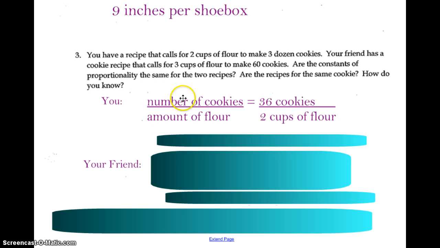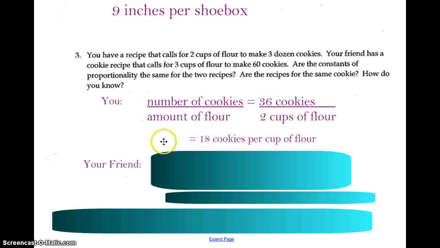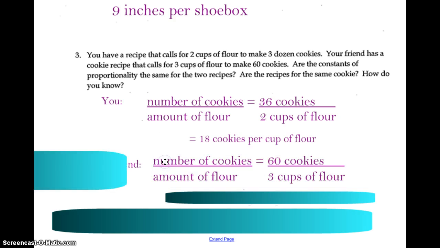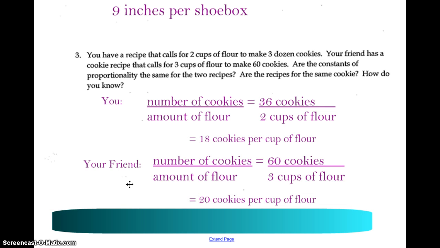flour, because the number of cookies depends on how much flour is used. There are 36 cookies for every 2 cups of flour. So we would take 36 divided by 2 to get 18 cookies per cup of flour. Your friend, in the recipe, if you take the number of cookies divided by the amount of flour, you would get 60 cookies for every 3 cups of flour. That is equal to 20 cookies per cup of flour.